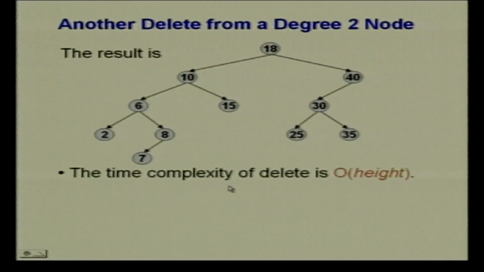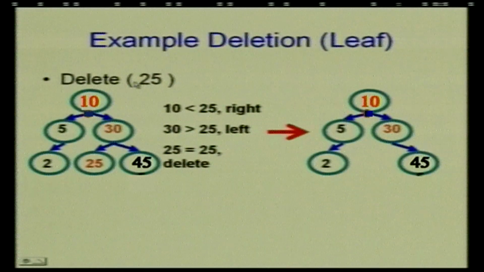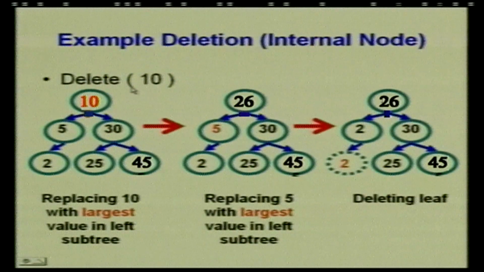Now, let us take another example. So, this is your result of the deletion, and the time complexity of this is O(h), basically, to find the node. If you look at this, delete 25, this is a simple case, you just delete it and this is the answer. Now, delete 10.